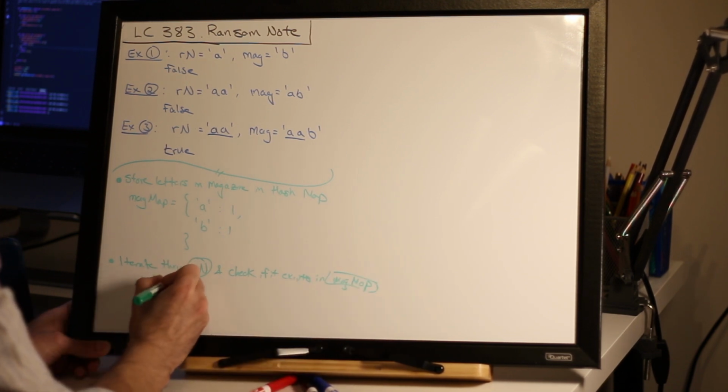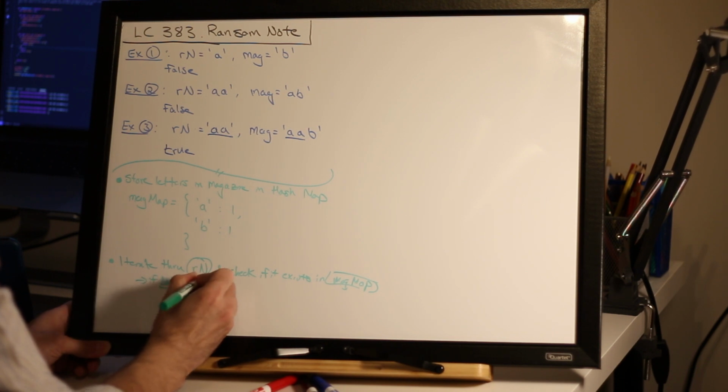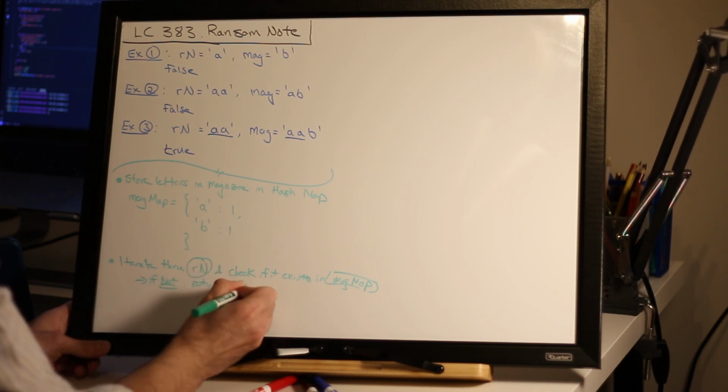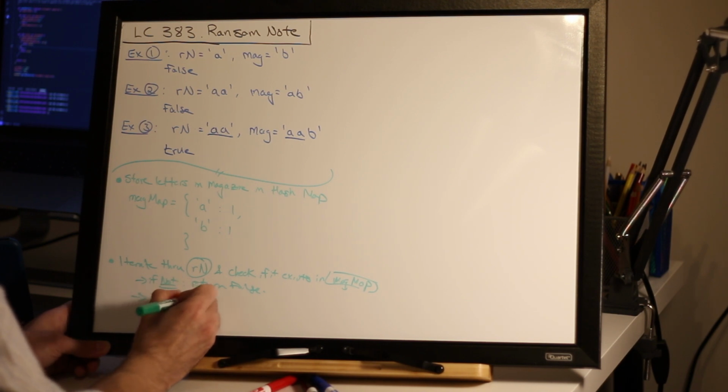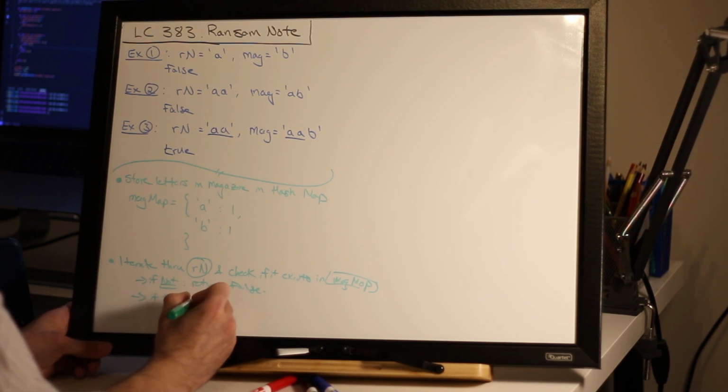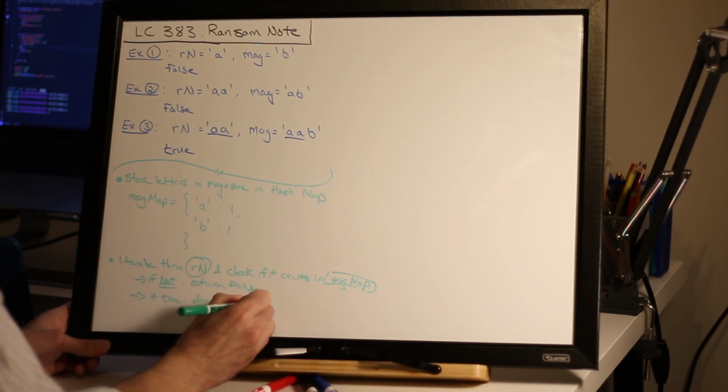If not, return false. If true, then we can decrement magmap.